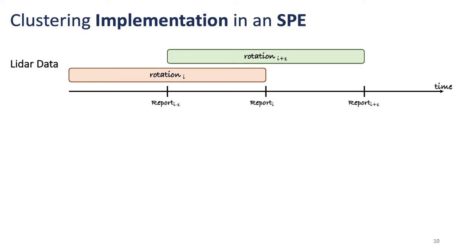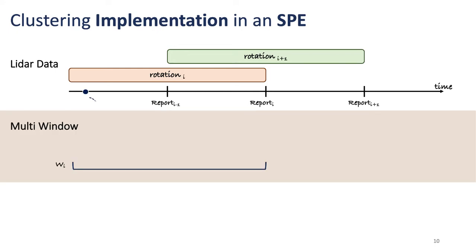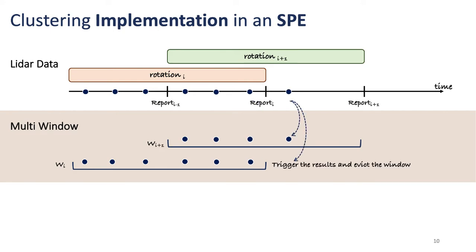Processing LiDAR rotations is like processing data streaming sliding windows using an aggregate operator. As explained before, one way to go is to run the processing on each rotation individually. This approach in data streaming is called multi-window aggregate. In the multi-window approach, each tuple contributes to all overlapping windows.